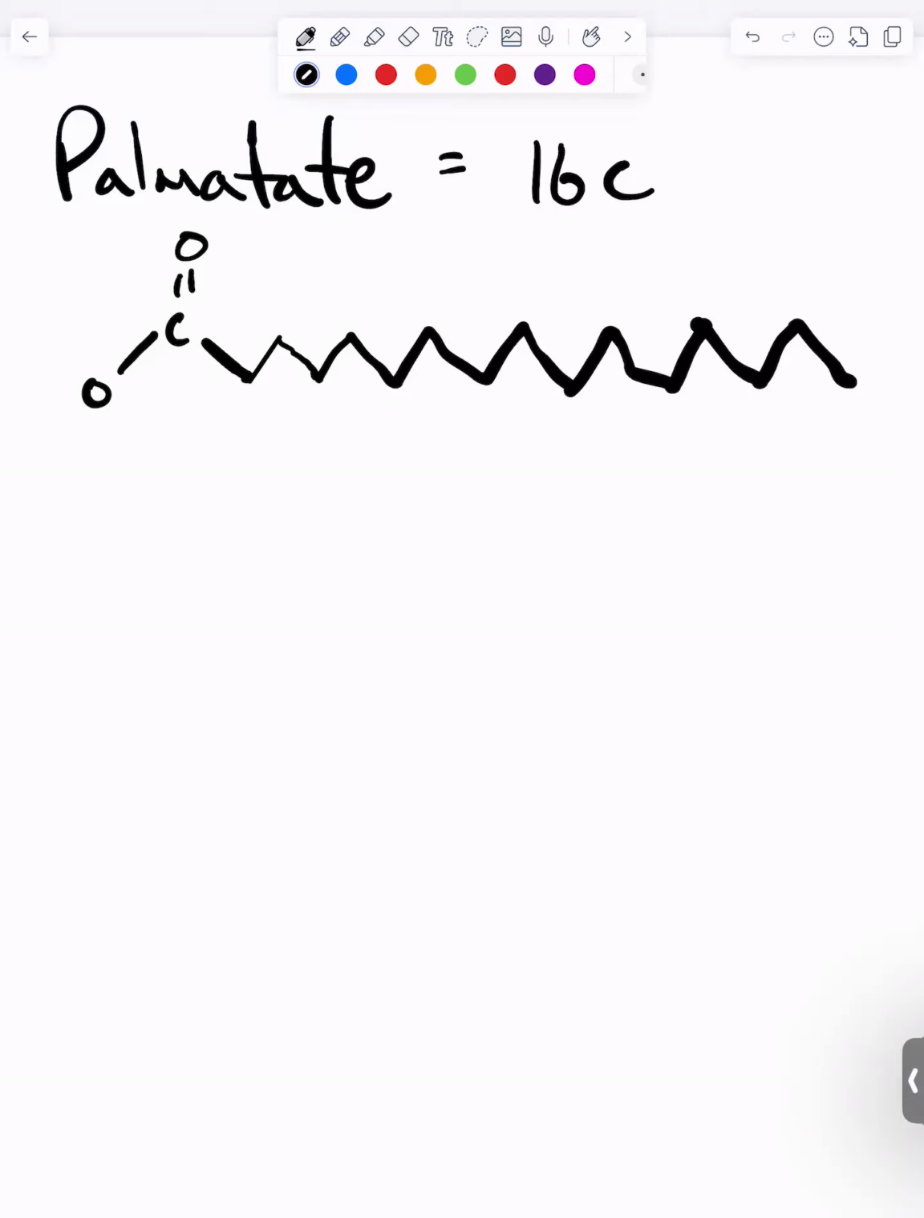With not the straightest line. Okay, but you guys get the idea if we're drawing a fatty acid chain with 16 carbons, right? So if we wanted to count the number of carbons, we can go 1, 2, 3, 5, 6, 7, 8, 9, 11, 13, 16 carbons. Okay. So the 16 carbon chain.